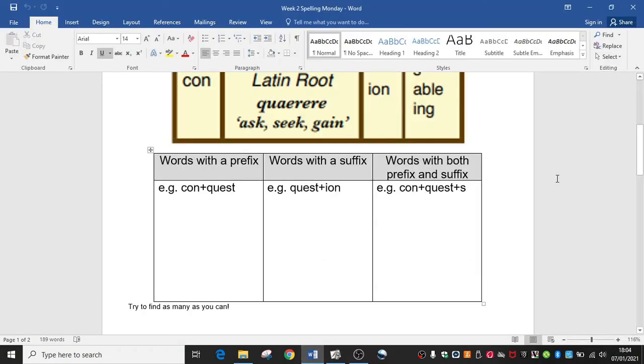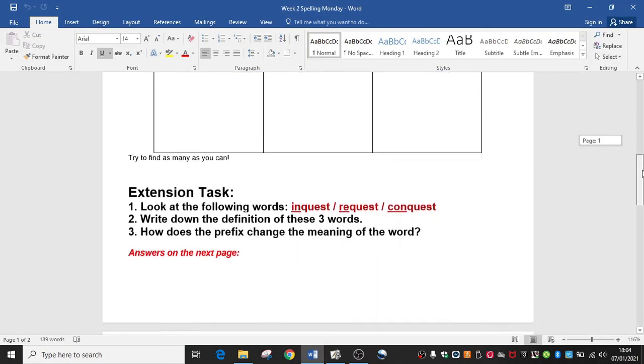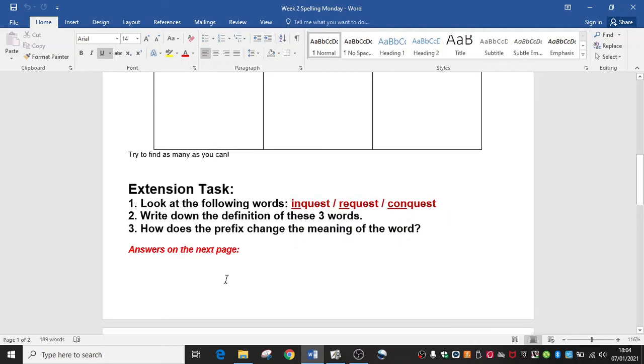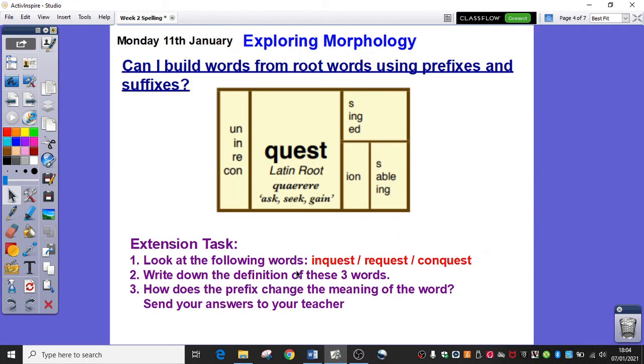The extension task, if you go onto your lower part of your sheet, bearing in mind also there are answers on the next page, so no cheating, no going ahead. You have an extension task which is to look at the following words: inquest, request, and conquest. If I go back to this slide, so look at those three words. Can you first of all find the definition of these words? And then can you try and explore and explain what the prefix means? So how does the prefix change the meaning of the word, of the root word quest? So that's just something for you to have a little explore with and see how you get on.